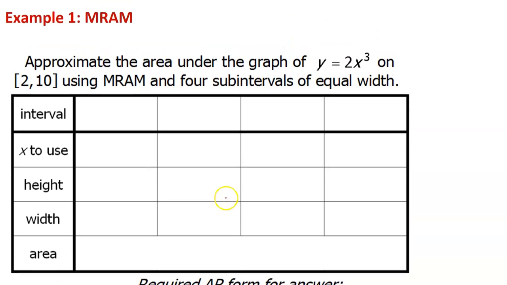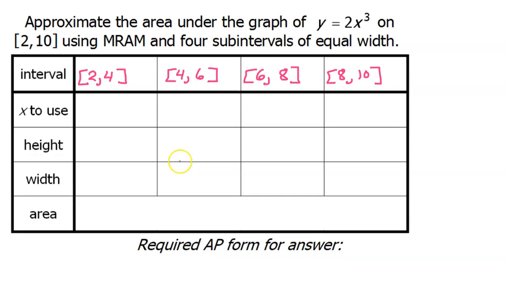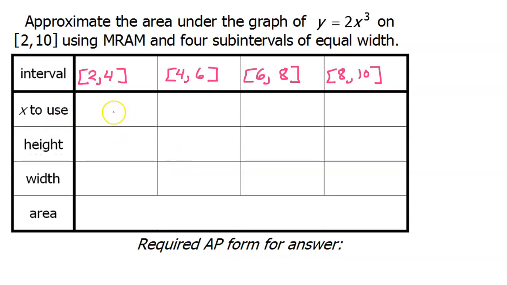So back on the chart, let's record that. So the subintervals are 2 to 4, 4 to 6, 6 to 8, and 8 to 10. Okay, they're saying what x values are we going to use?